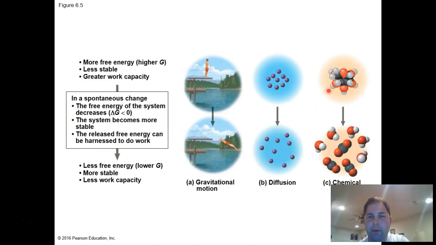And same thing with a chemical reaction. We have a chemical reaction where we have a highly ordered molecule. As we go to disordered molecules, we lower the G. That also becomes spontaneous. All of these reactions have a delta G that's less than 0, and it's more stable at the end of the reaction.